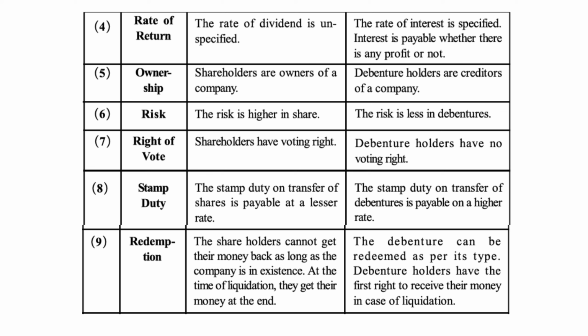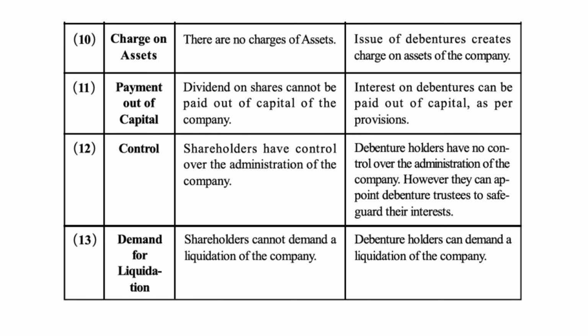So redemption during the lifetime of the company is not possible. But in case of debentures, it is given in the debenture certificate itself that the debenture will be redeemed after 15 years or 20 years. So after this 15 or 20 years, the debenture will be redeemed. Now charge on asset: because shareholders are the owners, all assets are their own, so there will be no charge on asset. In case of a debenture holder, a charge will be created on the asset, and in case of liquidation of the company, these assets will be sold off and debentures will be repaid.